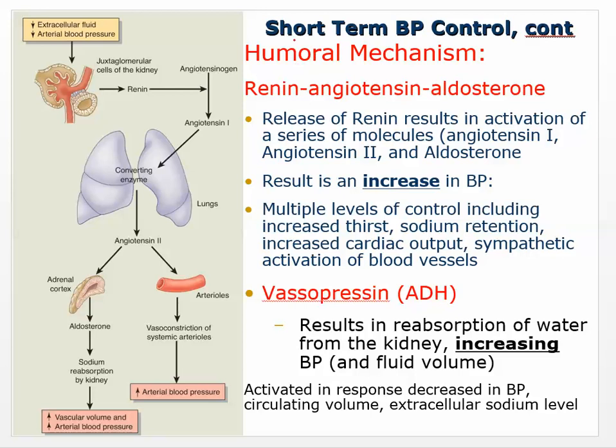Okay, so other short term, like I said, this is considered short term. In some cases, it can be considered long term, but these are humoral. In humoral, we're talking about fluid control, or something floating around in fluid. So the renin-angiotensin-aldosterone pathway. Renin is released from the kidneys, and it turns this other molecule that's floating around, angiotensinogen, into angiotensin 1, and then angiotensin converting enzyme turns it into angiotensin 2, and angiotensin 2 has a lot of effects, okay?